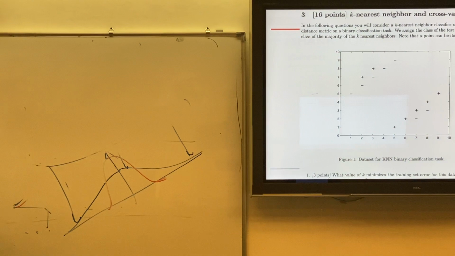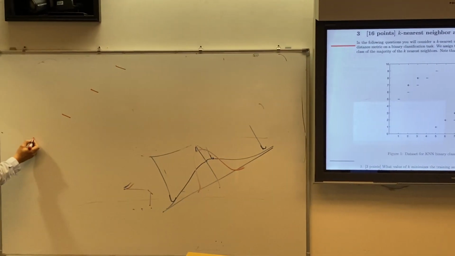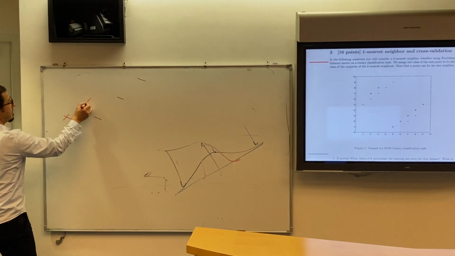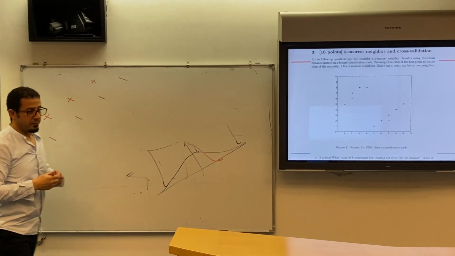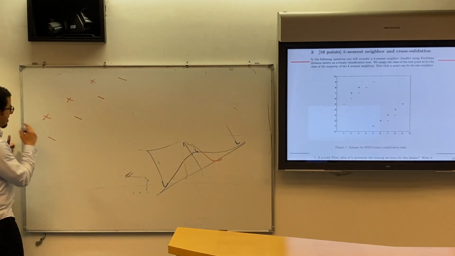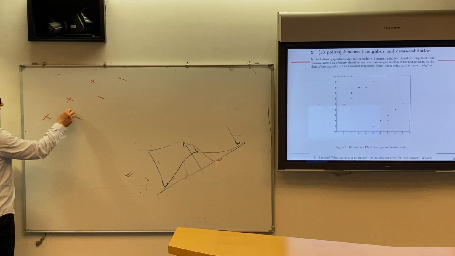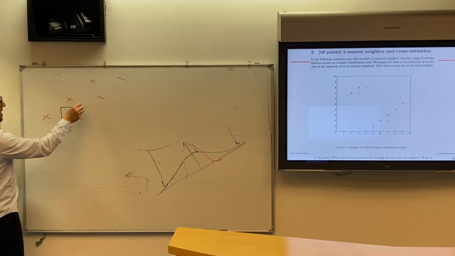Let me do it here. I will do only one. Look here. Minus, minus, minus, minus. We have plus, plus, plus. Example, right? What will be the decision here? Anything at the middle is plus and minus, right? Anything at the middle is here.